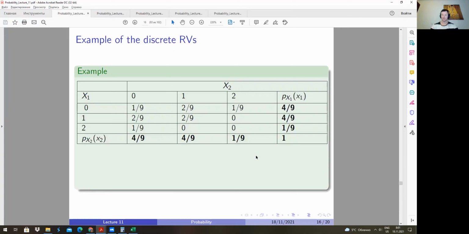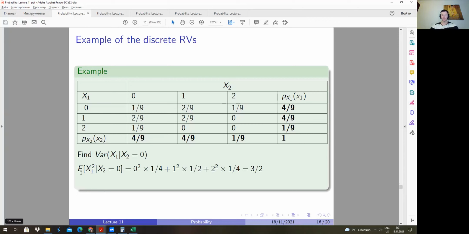Again, an example. If you want to calculate the variance of x1, given that x2 is 0, how should we do this? We know the expectation, which is 1. What is the conditional variance?